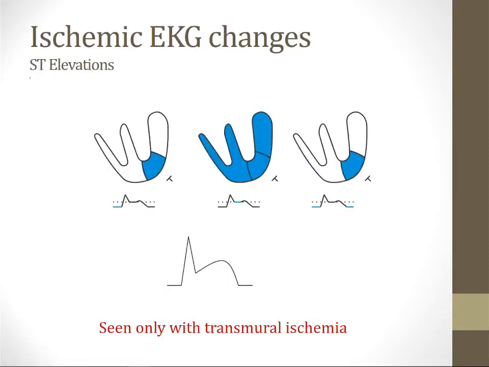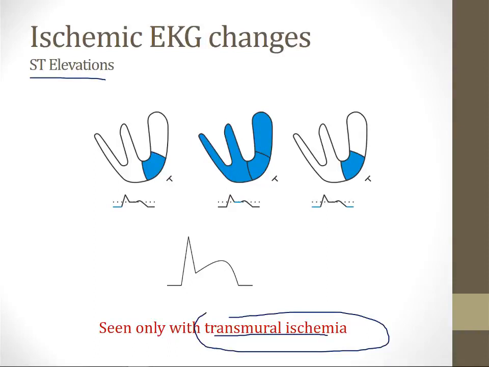Now let's talk about ST elevations, which are another ischemic EKG change. ST elevations are only seen in transmural ischemia. It's very important you understand this. Only with complete vessel occlusion in transmural ischemia will you see an ST elevation, and that's why the infarctions caused by complete vessel occlusion in transmural ischemia are called ST elevation myocardial infarctions, or STEMIs.